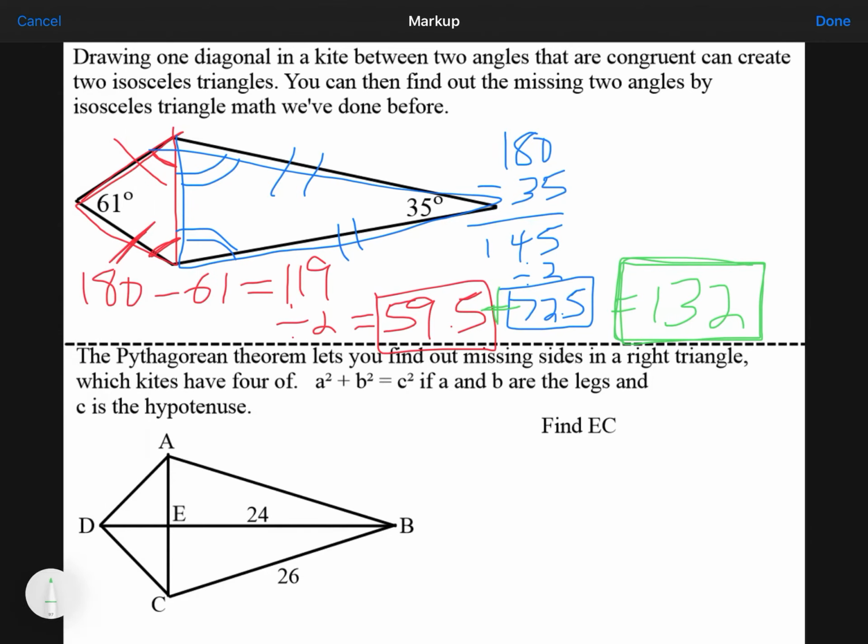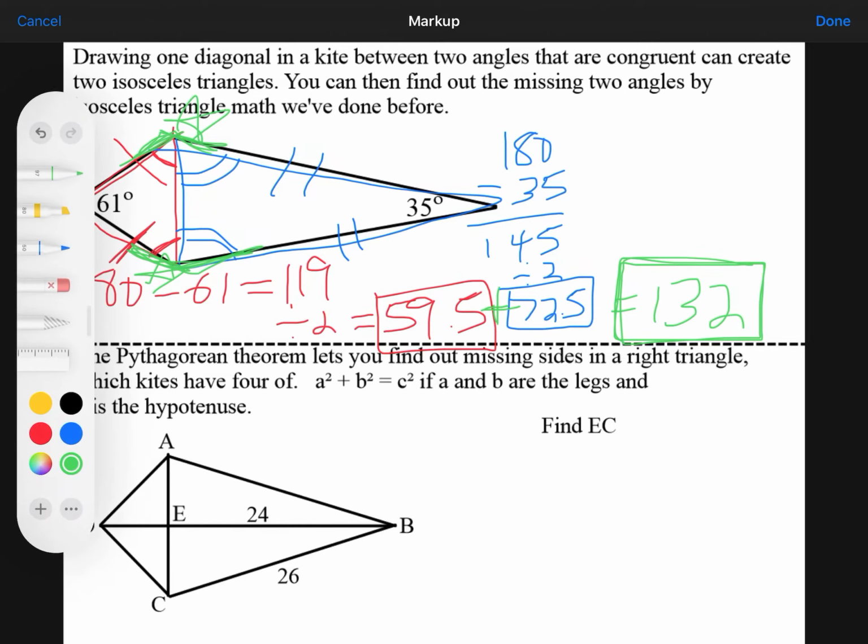So all these kite problems with angles to start is going to be two different isosceles triangle math problems. Divide the kite up into two halves. Do one half with 180 minus the angle, then divide by 2. Do the other half with 180 minus the angle, divide by 2, and you get two answers. Add the two answers together, and that gives you the entire green angle here and the entire green angle here. So you have two congruent angles in a kite. This is the way to find them based on what we've been doing relatively recently.